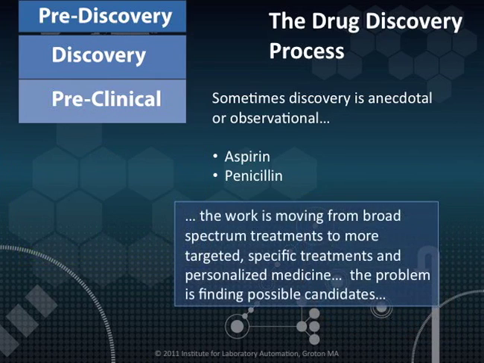Much of the work in drug discovery is moving away from broad-spectrum treatments towards more targeted treatments and personalized medicine. Instead of looking for compounds that can treat millions of people, researchers are more focused on diseases and treatments and looking at ways that treatments can be tailored to specific individuals or groups. The problem is finding drug candidates.